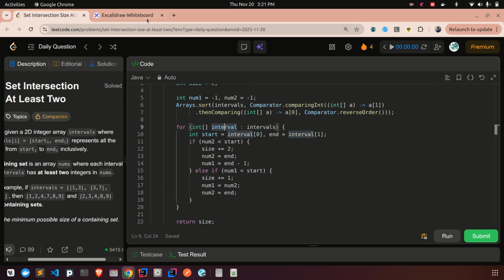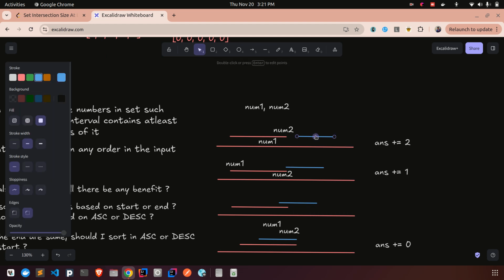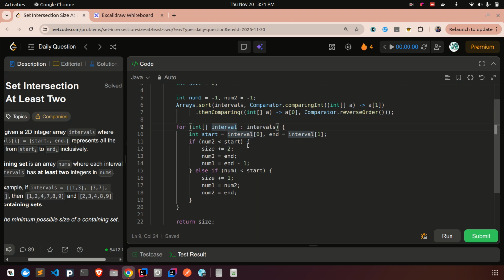Now that I have my intervals sorted in the required format, whenever I am processing a particular interval, I have to check the previous numbers which I have chosen so far. So num2 and num1 will initially be minus 1, and both minus 1s will be out of the range of my current interval. As a result, I will be including two elements into my result set. So here num2, which is minus 1, will always be less than start. As a result, I will include two elements into my result set.